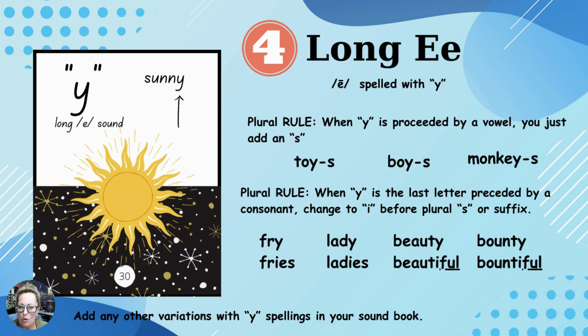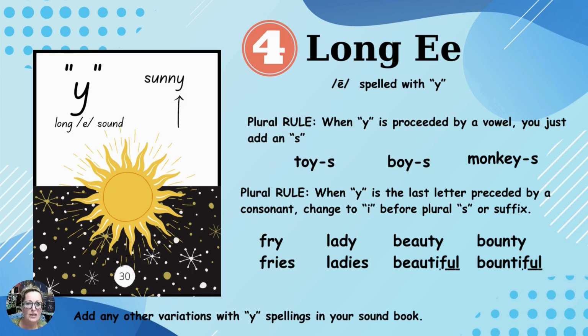Plural rule. When the Y is the last letter preceded by a consonant, you're going to change the Y to I before you add the S or another suffix. So there's like a little bit of a twist in there. How do we spell stuff? So we have the word fry. The Y at the end has a consonant in front of it. Therefore, you're going to drop that Y and make it an I, and then add your plural on there. So you have fries, we have ladies.